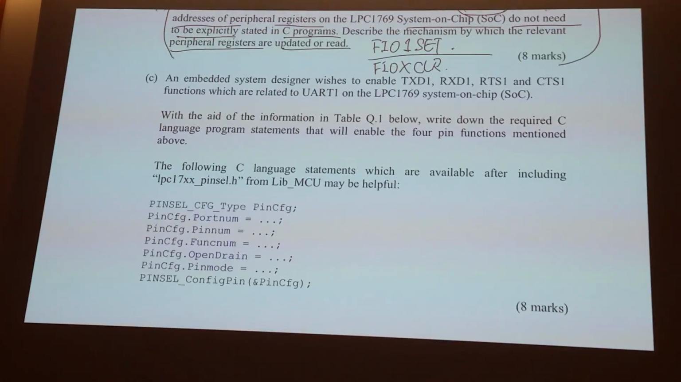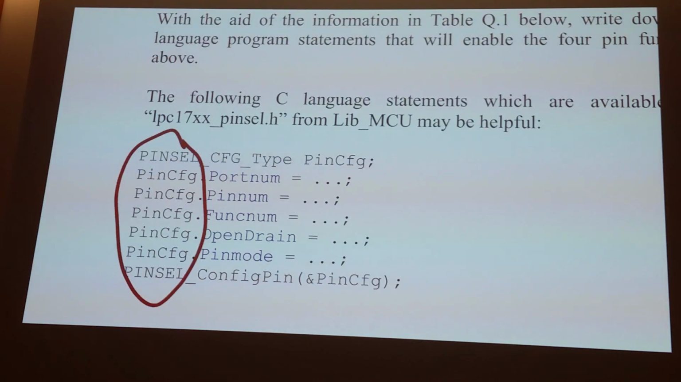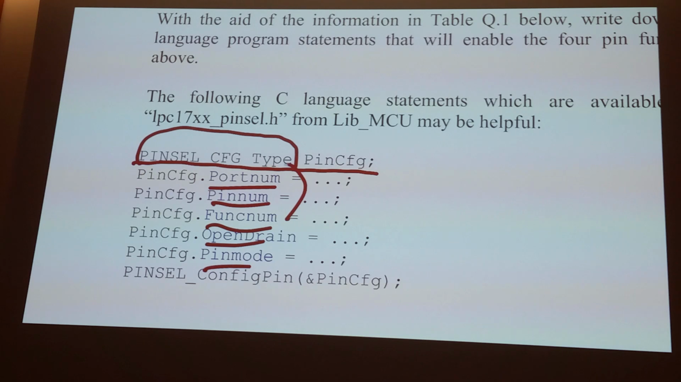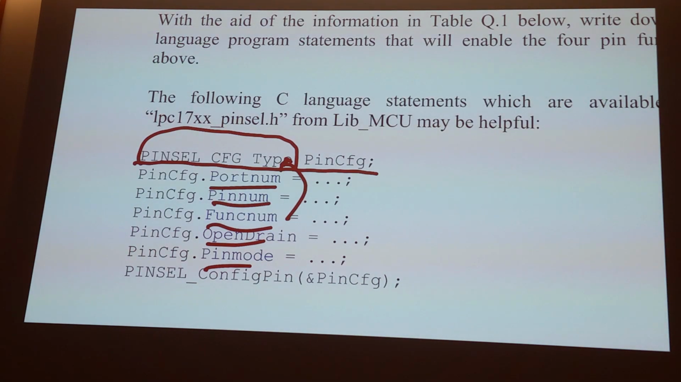Something like this as well. How come you can use this? Because there's already a structure defined for you. Remember in the lab, I said this is defined. You can right-click, open declaration, and see the elements inside. You have port number, pin number, function number, open drain, pin mode. They are all elements belonging to this structure. Then you just use it directly: you define a new name for this variable and give the value for each element.